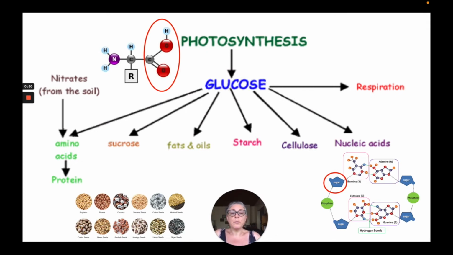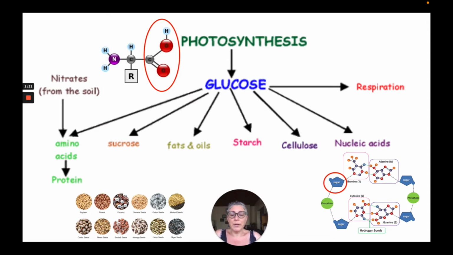So the components of glucose are used to build amino acids, which will then make proteins in combination with nitrates from the soil. So if you look at the diagram of the amino acid, which you should recognize from biological molecules, you can see that there is a carboxyl group that contains carbons, oxygens, and hydrogens. And so that component is going to come from the glucose molecule that plants make through photosynthesis.